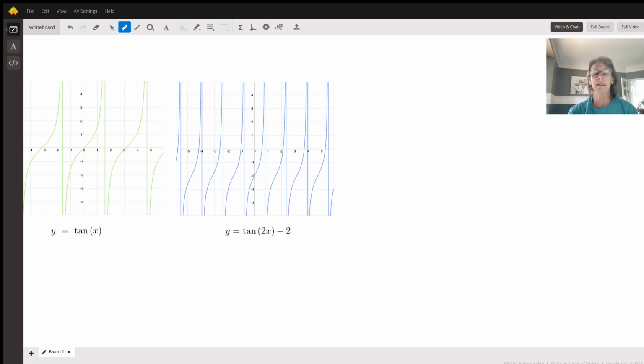The other thing that happens in our second graph is that it is bumped down by 2. So notice that point of inflection is not at (0, 0) anymore. It's at (0, negative 2), and so on. And then that happens for each of the other periods of the tangent curve. So to answer the question, the blue graph is the graph.